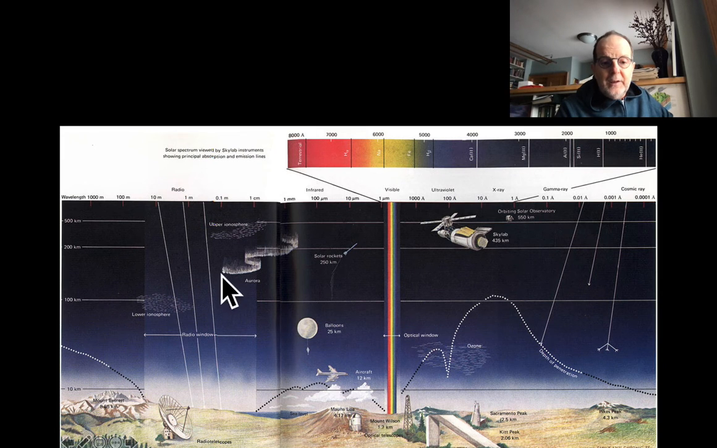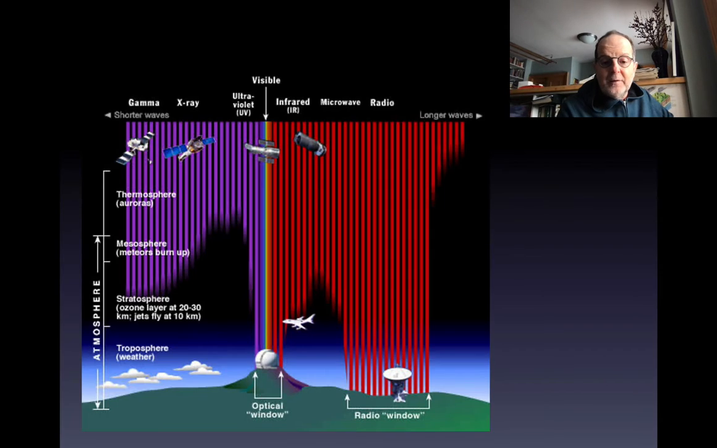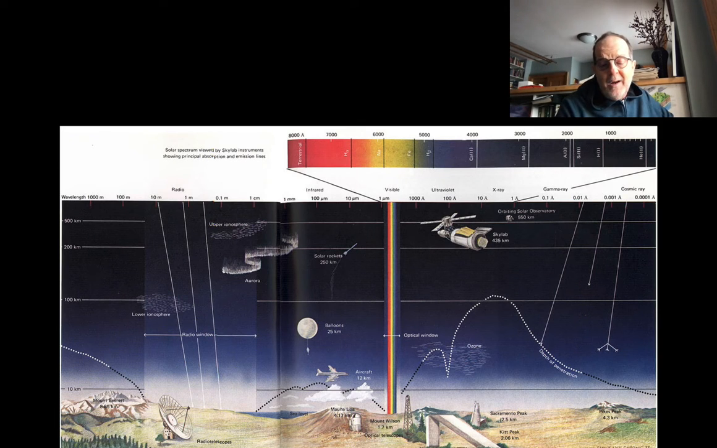And here you see the different types of electromagnetic energy that might reach the surface of the earth. And this is something that I've asked you about in an assignment. What reaches the surface of the earth? And if it doesn't, why not?